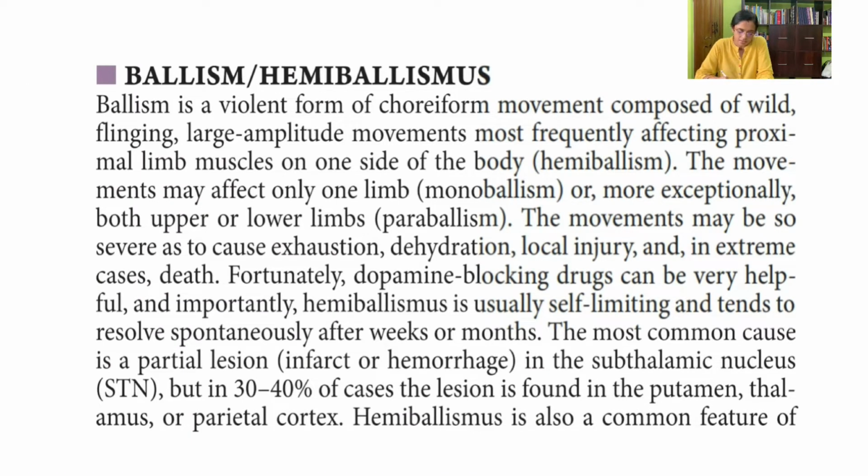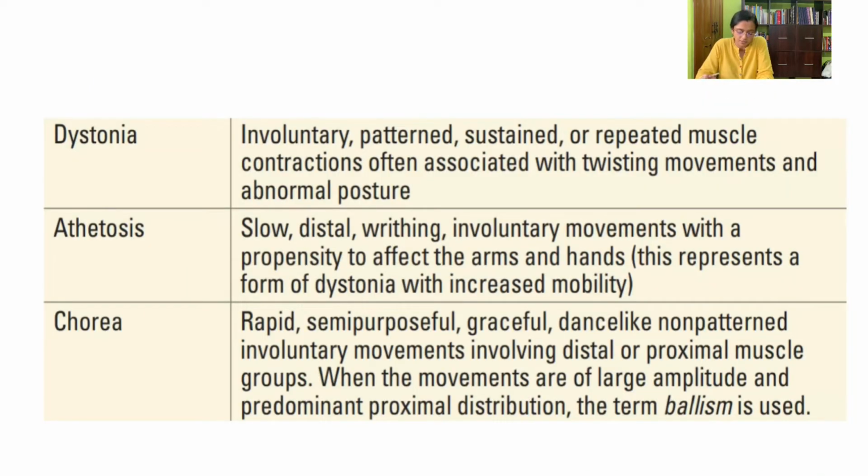Now the important thing about hemiballismus that you should remember is that it involves proximal muscles mostly, and it's a large amplitude flinging type of movement. Now the lesion, as you can see, is most commonly in the subthalamic nucleus, and the drug which is useful over here is dopamine blocker drugs. Apart from hemiballismus, you should also be aware of some other movement disorders like dystonia, athetosis and chorea.